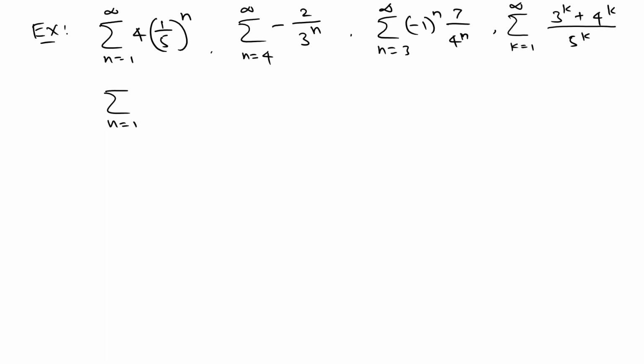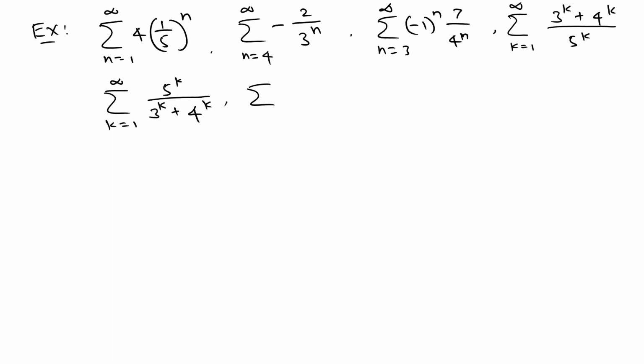So how about if you flip it, like 5k over 3k plus 4k? Think about how to do this. You may have to use the test for divergence because you need to check the limit. What happened to the limit?